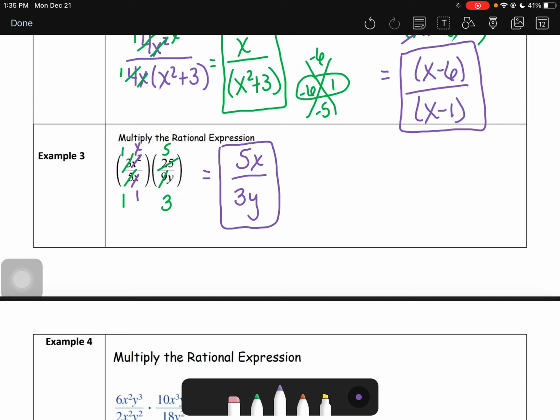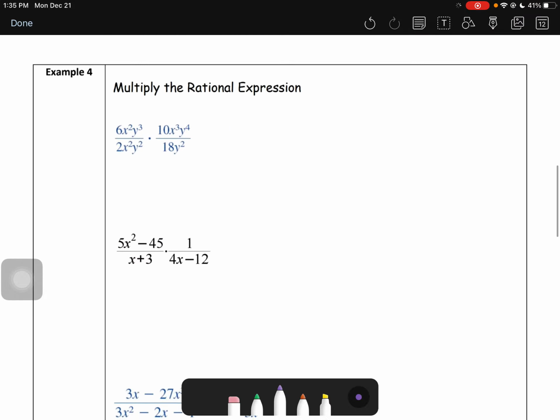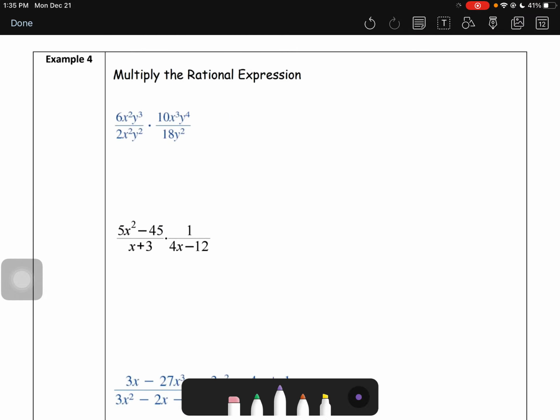And you would get the same exact answer if you would have multiplied across first, which would be 75x squared on the top over 45xy, and then simplify. You would get the same exact answer. So you can simplify first, one numerator and one denominator, and then multiply, or you could multiply and then you could simplify. So in this case, I'm going to try the other method. I'm going to multiply straight across, and then I'm going to simplify.